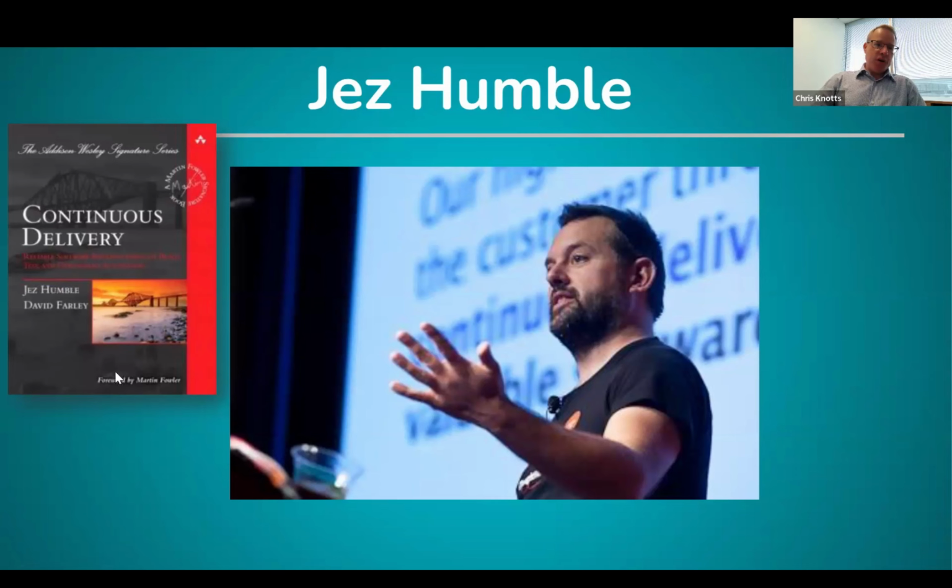But Jez literally wrote the book with David Farley on technically executing continuous delivery. I think it's funny. I always say it took 10 years for somebody to write a book on actually how to do continuous delivery, because it was 2001 that the Agile Manifesto was signed, and the founders said, this is our highest priority, right? They literally said our highest priority is delivery of value through continuous delivery. And it was 2011, 10 years later, when Jez and David wrote this book to explain, from a technical standpoint, how you actually do that.